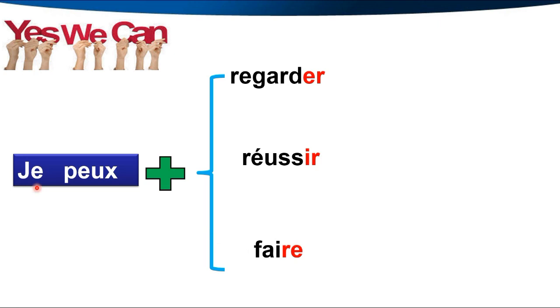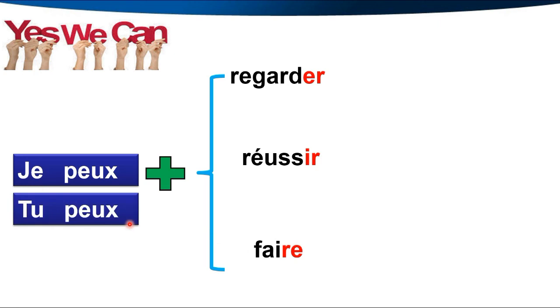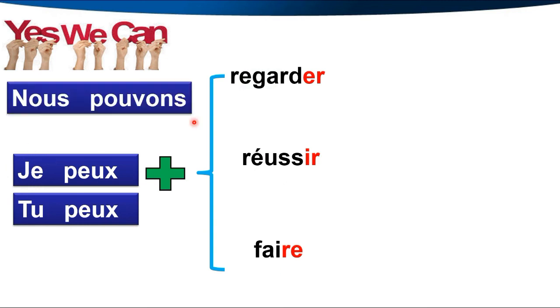Even if I change the subject, for example, tu. I say tu peux. Tu peux what? Tu peux regarder, tu peux réussir, tu peux faire. I will not change it. Nous pouvons regarder, nous pouvons réussir, nous pouvons faire. All of them mean verb to can, but it changes, not like English. Verb to can in English may be the same for all the subjects, but verb to can in French is different. It changes with the subject, but after it, I will use the second verb without any change, in infinitive form.